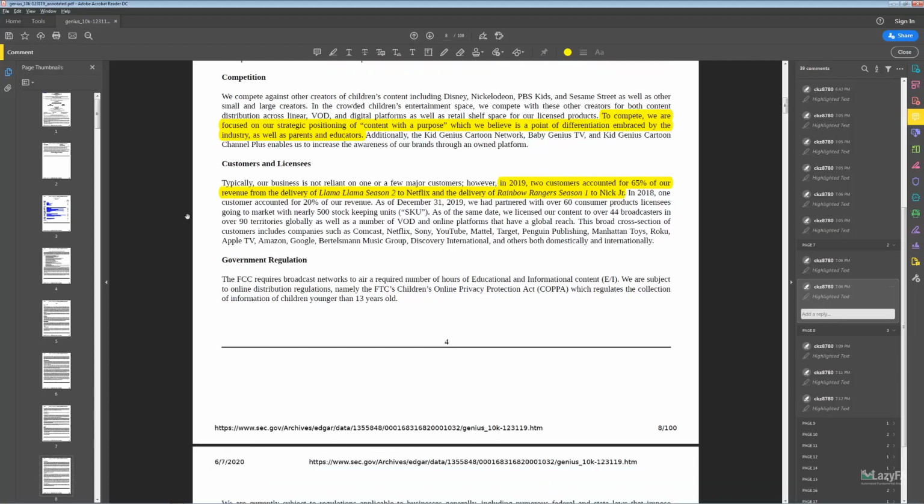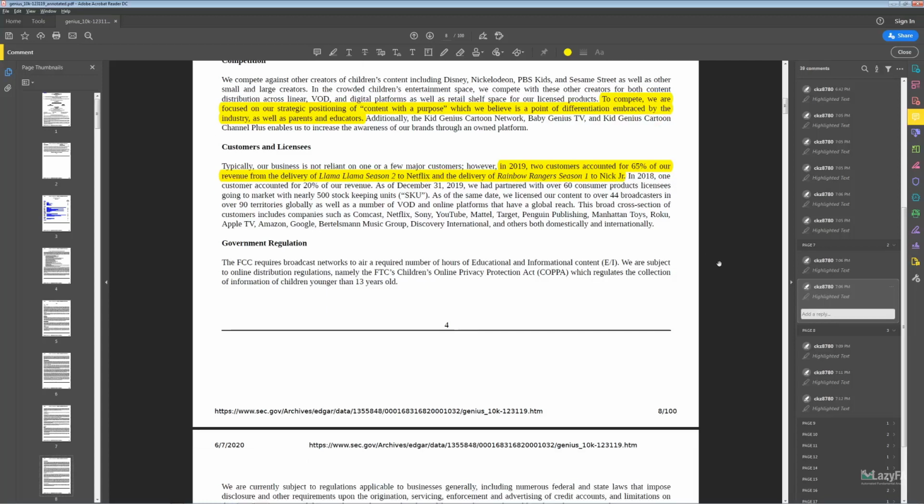So this was one of the concerns that I had as I was reading this. In 2019, 2 customers accounted for 65% of our revenue from the delivery of Llama Llama Season 2 to Netflix, and Rainbow Rangers to Nick Jr. So Netflix and Nick Jr. are making up 65% of their revenue. At least that's how it was as of 2019. So that's always a risk that I want to be aware of.